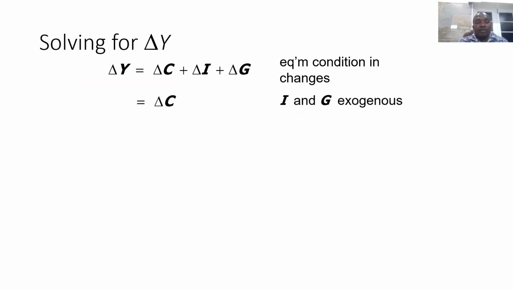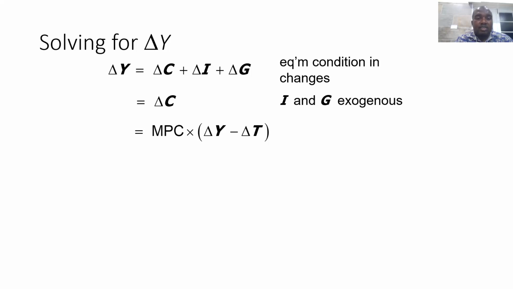Just generalizing from the equilibrium condition of absolutes, this is equal to delta C, since I and G are taken as exogenous. Here we are no longer experimenting with government purchases. Government purchases are now taken as given, and investment is also taken as given, since there is a variation in taxation. We are just experimenting with taxation in this economy. So delta Y in the final analysis is equal to MPC multiplied by (delta Y minus delta T) in brackets.